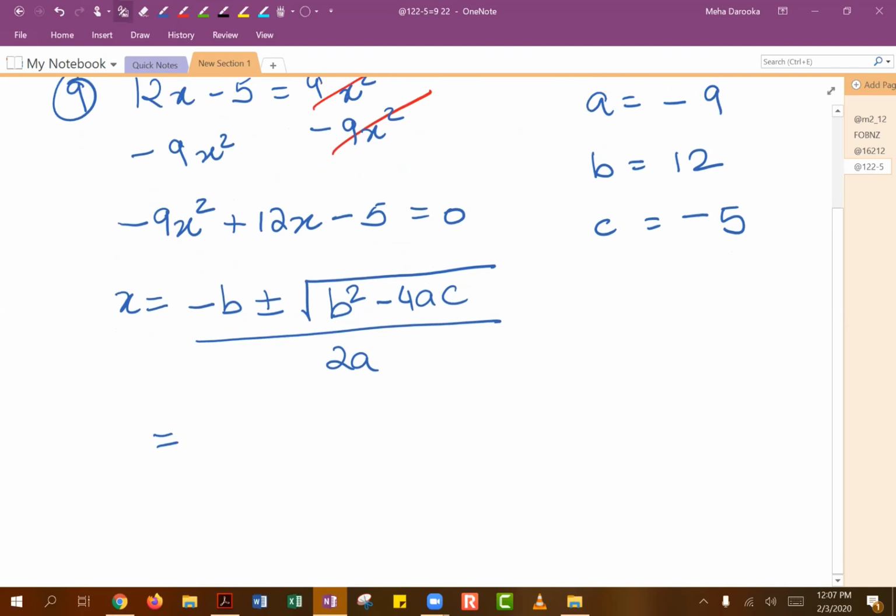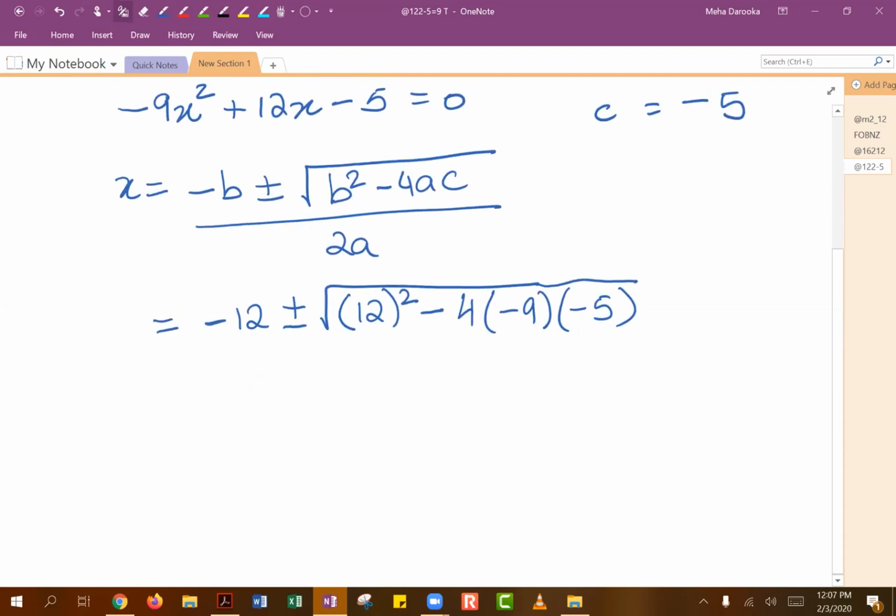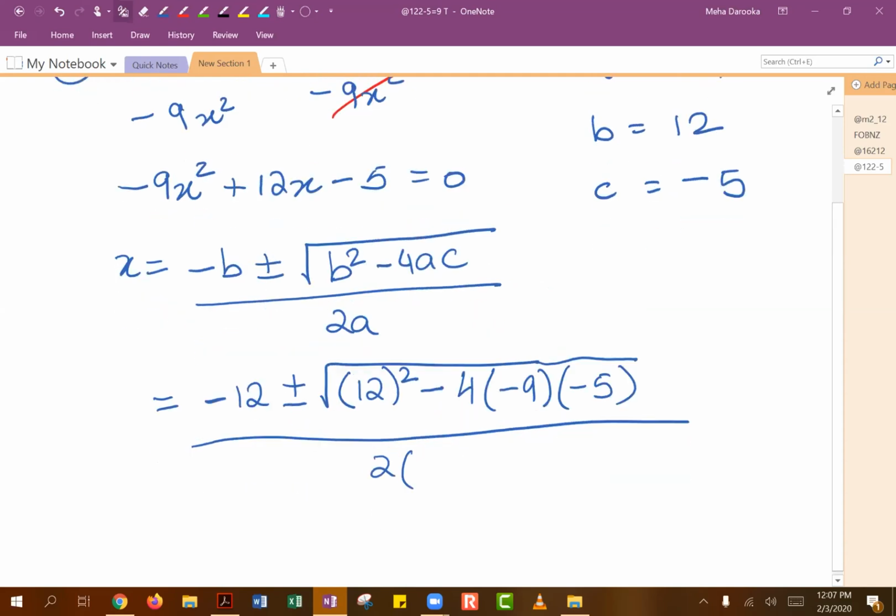So let's say this time our b is positive, right? It's a positive 12. So you're going to have that negative from the formula, and b itself is just 12. So just one negative sign. Plus or minus square root. And then you've got b squared, which in this case will be positive 12 squared, minus 4 times a, which is negative 9, c, which is negative 5, and then the entire thing divided by 2 times a, and again your a is negative 9.